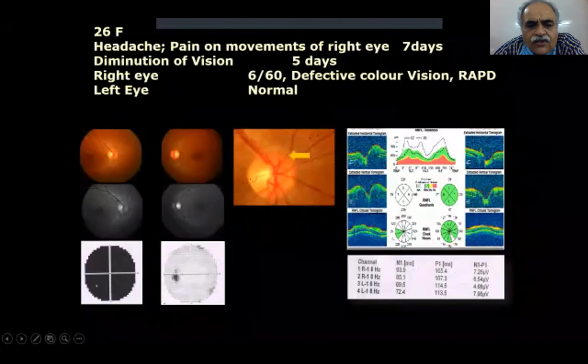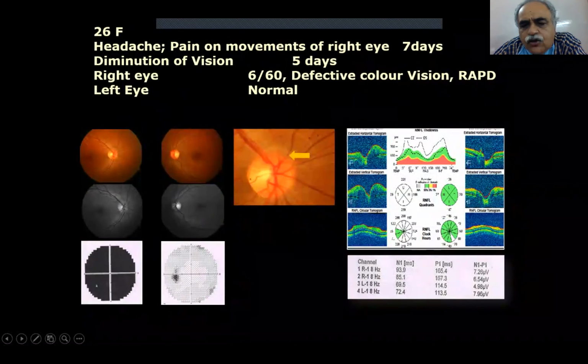The right eye shows a visual acuity of 6/60, and the patient has an RAPD and defective color vision. That's an acute optic neuropathy. The left eye is normal. You look at the fundus, you're clearly seeing papillitis, right?